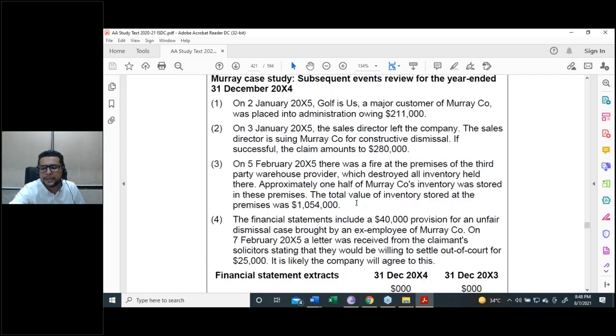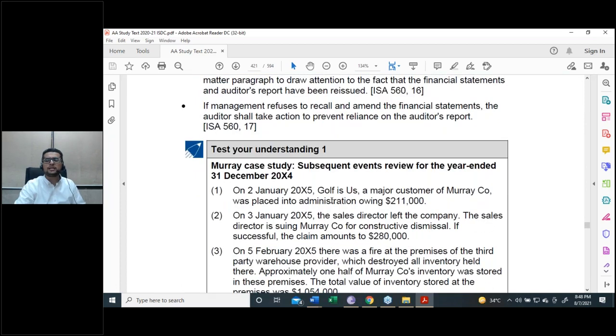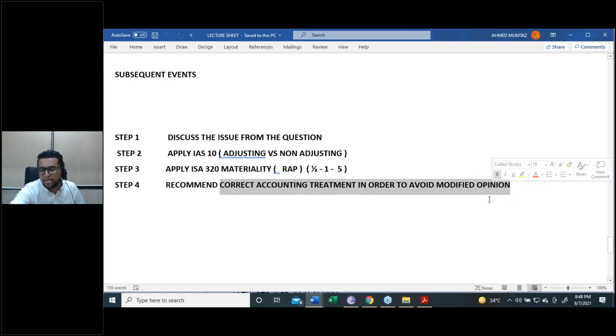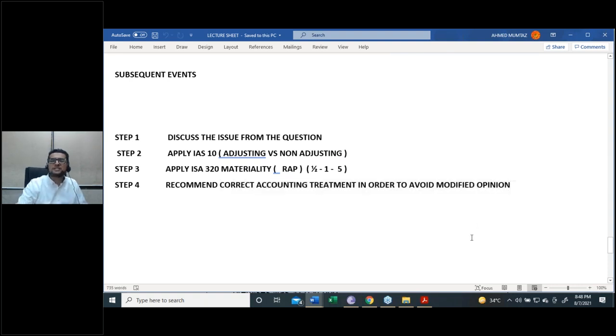I'm assuming it is material. So what will be the correct last step of your answer? Once you have discussed the issue from the question, once you have applied the IAS 10, once you have said that it is material to the profit or loss account, and let's say it is material to the statement of financial position, in order to avoid modification, the client needs to write off this receivable and charge it in the profit or loss account. If they are not going to do it, the opinion will be qualified.